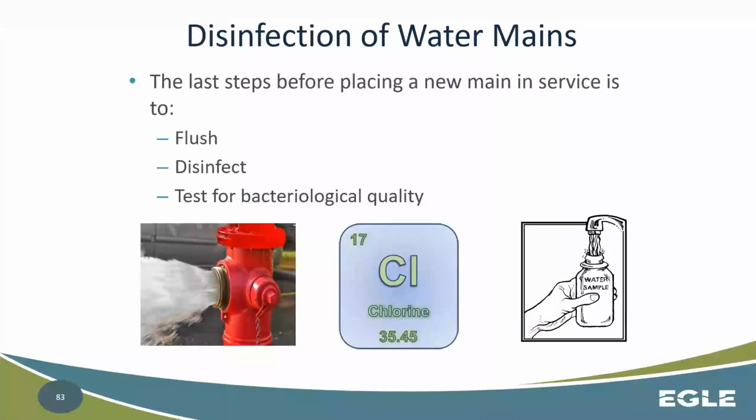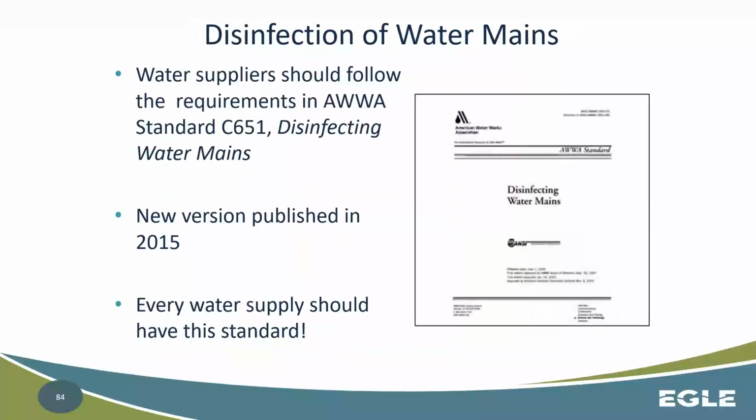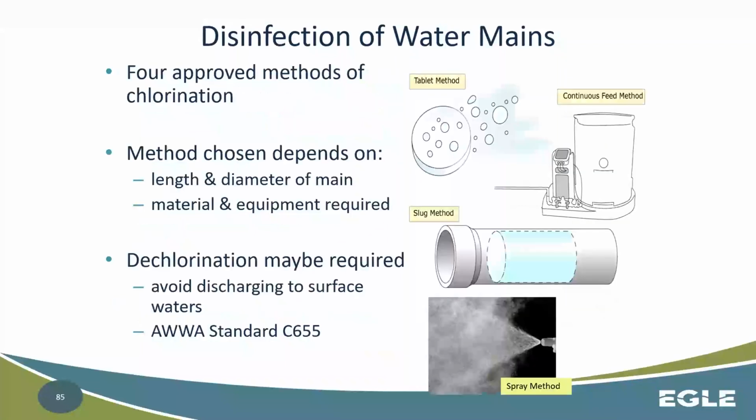So, disinfection of the water mains. This is the last step before placing the main into service. So you're flushing, you're disinfecting, testing for bacteriological, and then you're basically good to go before making that final connection. So for disinfecting the water main, there's C651 that we already addressed. This is the standard. I think it's -14 if I'm not mistaken. It's the most recent version of it.